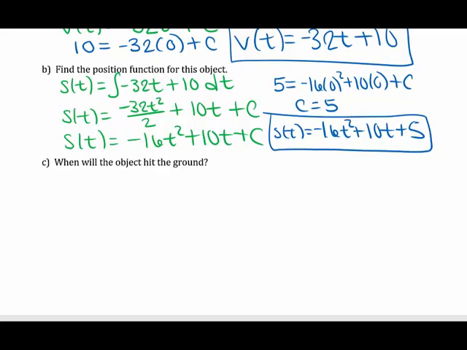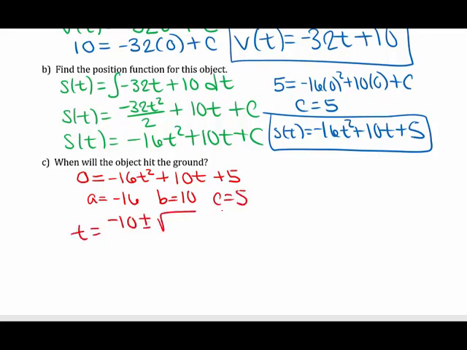Finally, they ask us to do one more thing. When will the object hit the ground? So I'm talking about position. And so they are asking us, when does our position function, our height function, equal 0? So I just set my s equal to 0, solve for t. This is a quadratic equation. I don't think it can be factored, and so I'm going to use the quadratic formula instead.